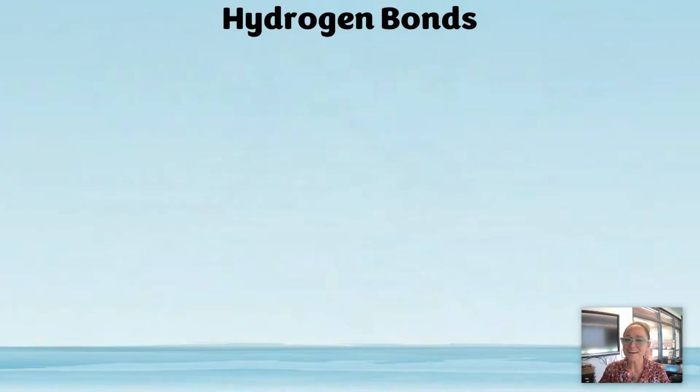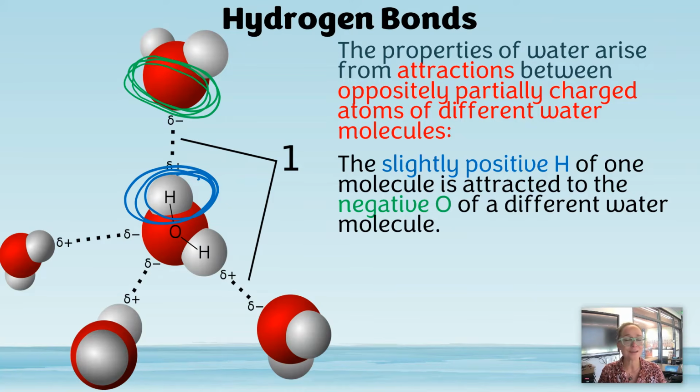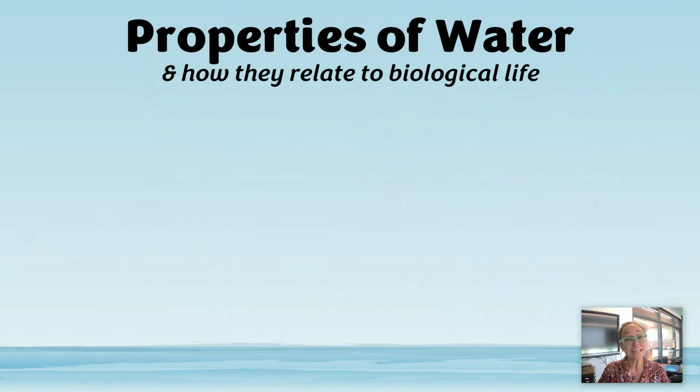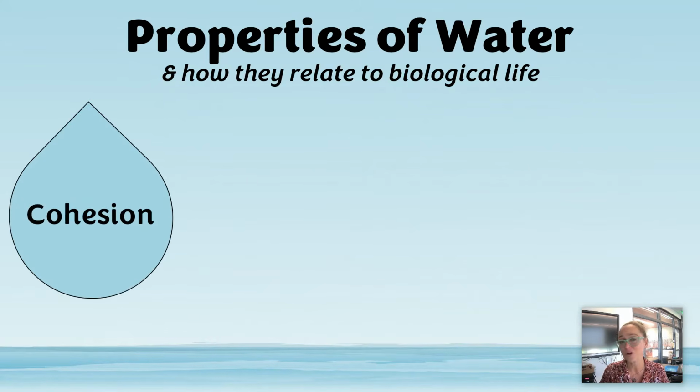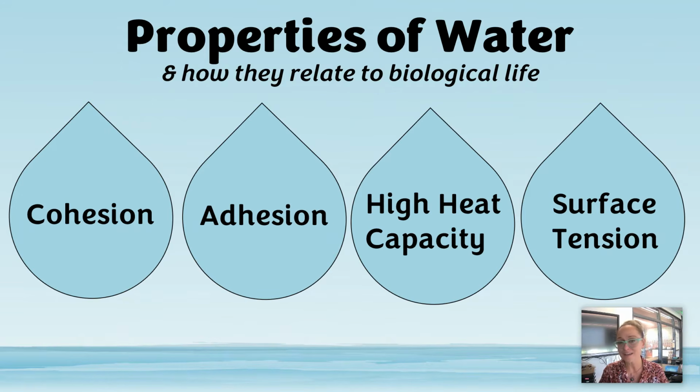Okay, so now when we look at hydrogen bonds, this is just a nice summary of things I've already said multiple times. So you have your partial positive hydrogen attracted to your partial negative oxygen of a separate water molecule. All right, and those pink areas are our hydrogen bonds. Now, these hydrogen bonds are going to lead to different properties of water. So we have cohesion, adhesion, high heat capacity, and surface tension that we're going to talk about. We'll also talk about heat of vaporization and why ice floats.